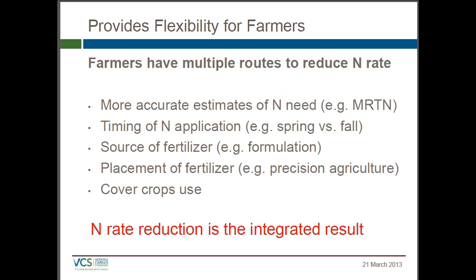So for example, more accurate estimates of the nitrogen needed by the crop using economic optimization calculators, such as the maximum return to nitrogen or MRTN approach, currently, but only relatively recently, being recommended in a number of the US Midwestern states. And I'll talk a little bit more about that in a later slide. Obviously, the timing of N application, for instance, a shift to spring rather than fall N application, may allow a reduction in nitrogen rate during the cropping cycle, or a split application in the spring with a separate base and side dress application. The source of nitrogen fertilizer is obviously important.